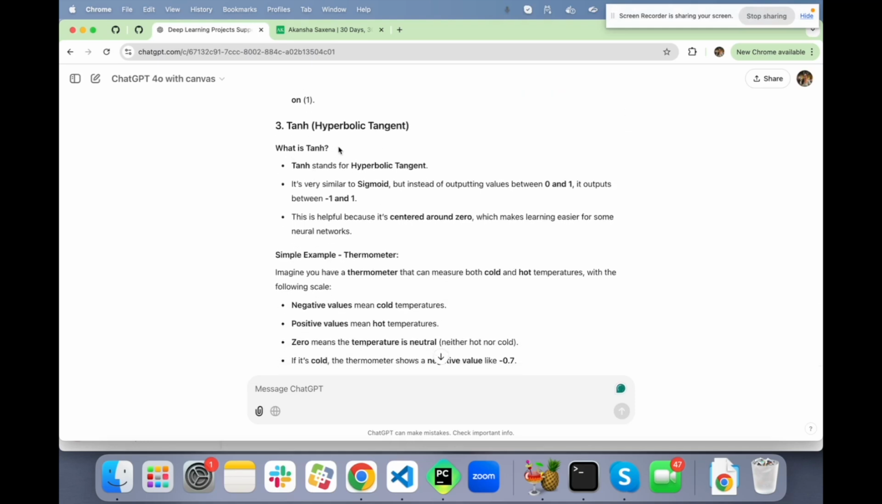Then we have hyperbolic tangent, which is tanh.